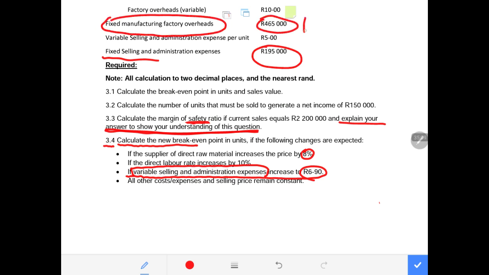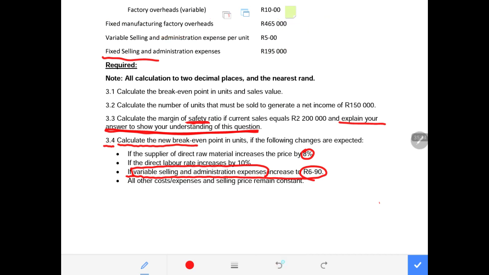Sometimes they can say fixed cost will increase by maybe 5%. It could be a percentage or an amount, and they can say fixed selling and admin will increase. They normally increase, they don't normally decrease, and they can also decrease at the same time, maybe decrease by 10%. Therefore now you'll have to make adjustment to your fixed cost. But in this case, there is no requirement to adjust our fixed cost.